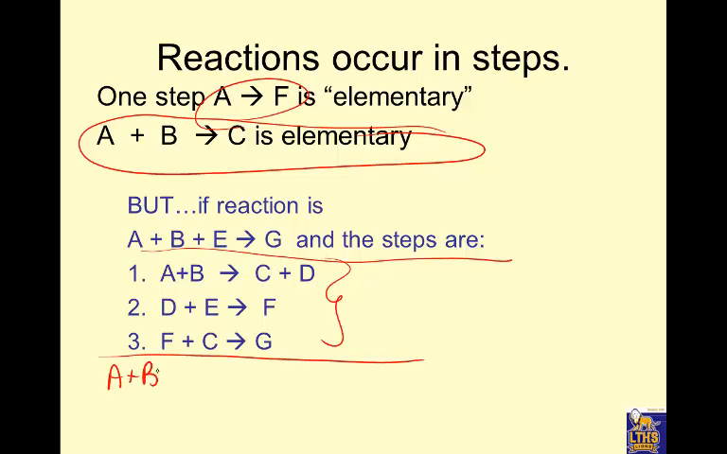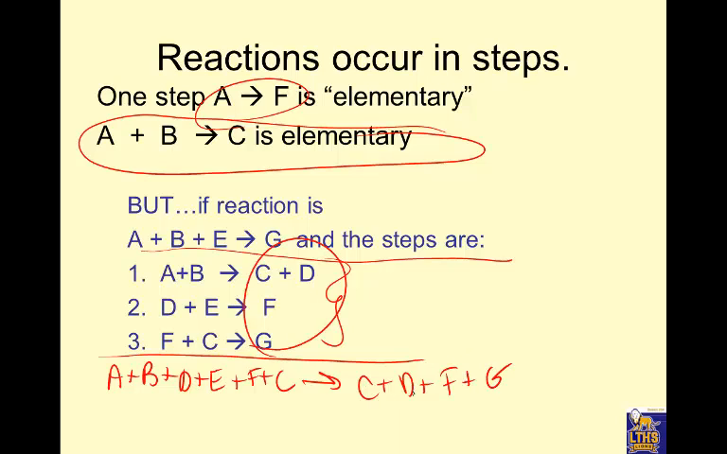So A plus B plus D plus E plus F plus C. Why do I add all that together? Because they're all on the left side of the arrow. C plus D plus F plus G is all on the right side of the arrow. But then I look to see what cancels out.